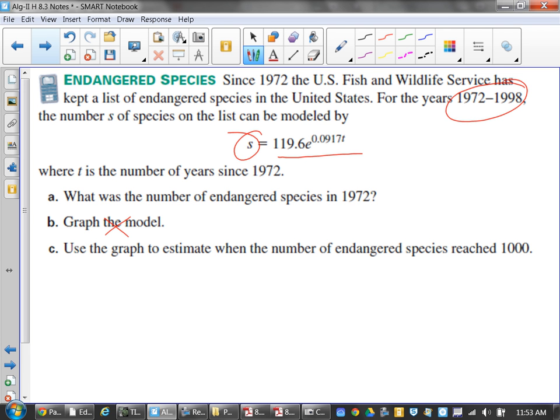I think you're overthinking it. Because now what I'm going to say is you put this function in your calculator.